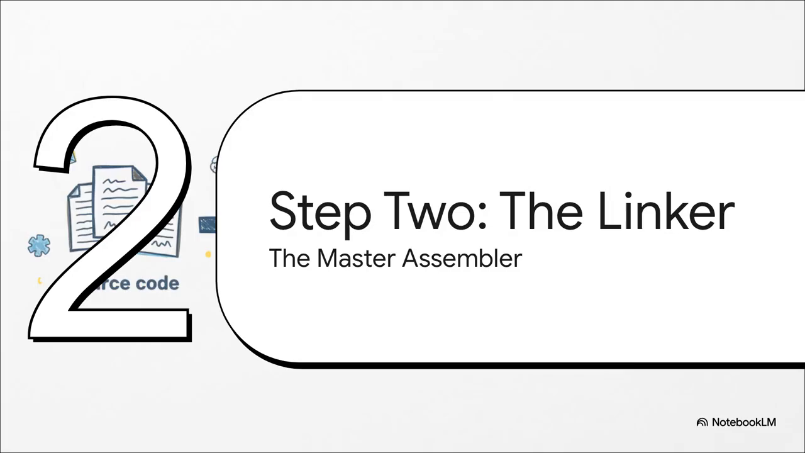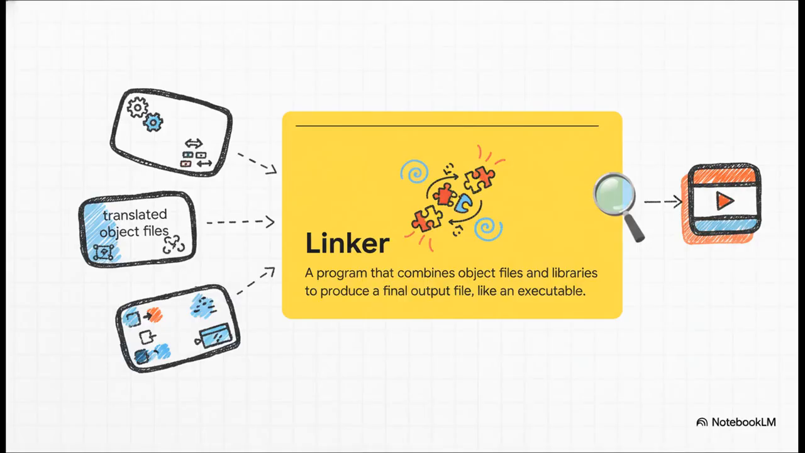Okay, so the compiler's done its job. We've got this pile of individual puzzle pieces, our object files. Now what? Well, it's time for the next station on the assembly line, and for our second key worker to take the stage, the linker. This is our factory's master assembler. And just like its name suggests, the linker's whole job is to link everything together. It's the one that assembles the puzzle.